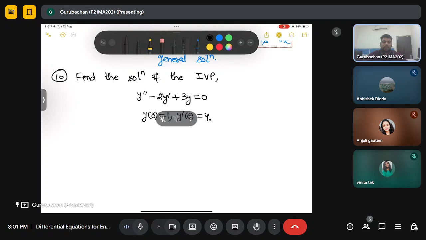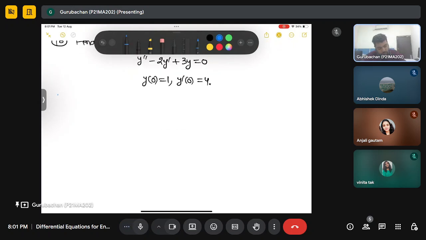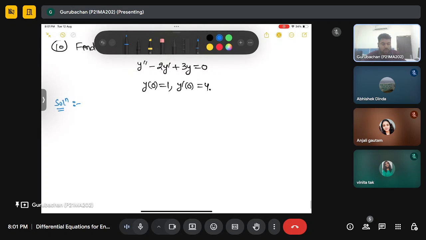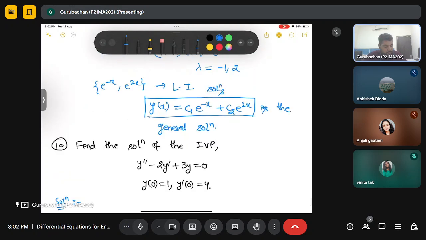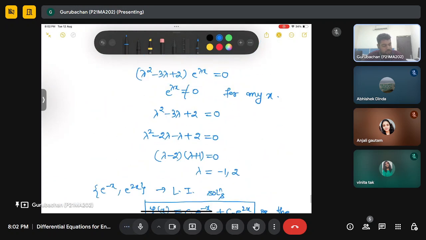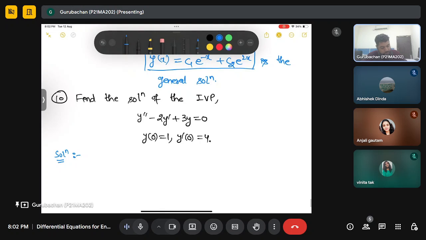This solution is a little different from this one. Again, we will assume that e to the power lambda x is the solution, so y double dash will be lambda square e to the power lambda x, y dash will be lambda e to the power lambda x, and y will be e to the power lambda x. We will get to this stage, so I'm directly writing lambda square minus 2 lambda plus 3 is equal to 0.